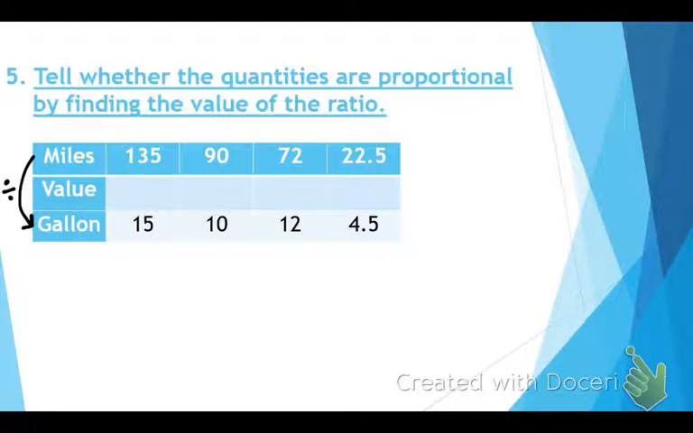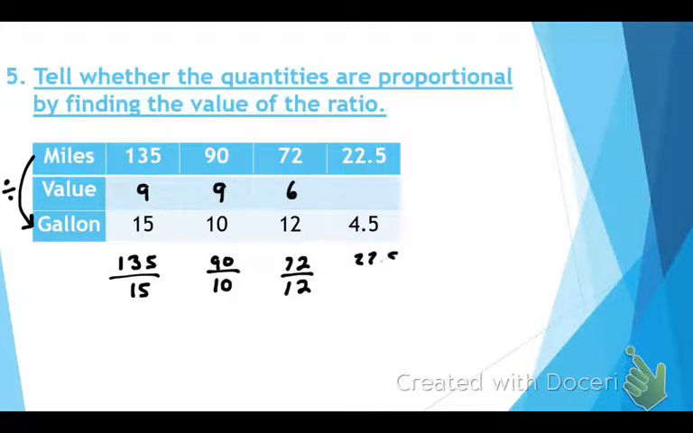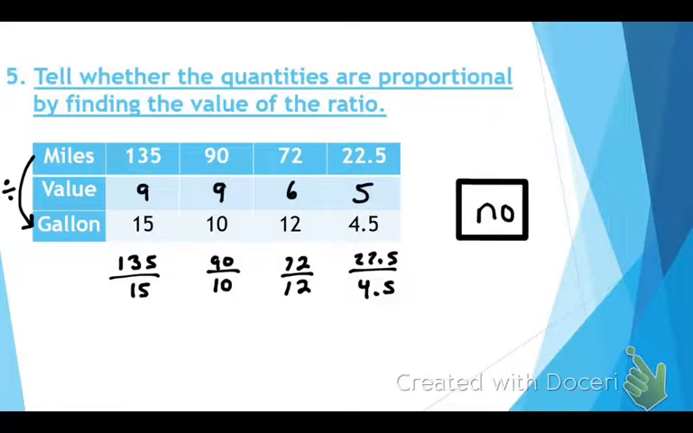Okay, so for this first one, what's 135 divided by 15? 9. Next one, what is 90 divided by 10? 9. What is 72 divided by 12? 6. And the final one, what is 22.5 divided by 4.5? 5. Guys, are those proportional? No. How can you tell? Because they're not the same number. The values are different for the ratios, so this is not a proportional table.